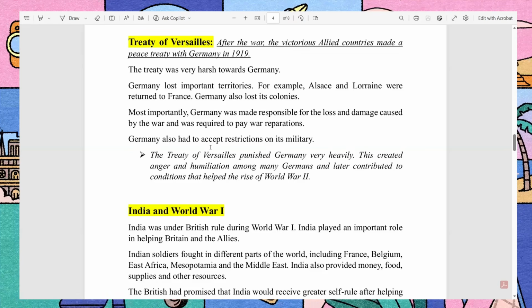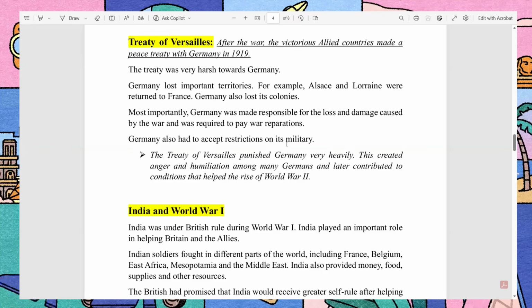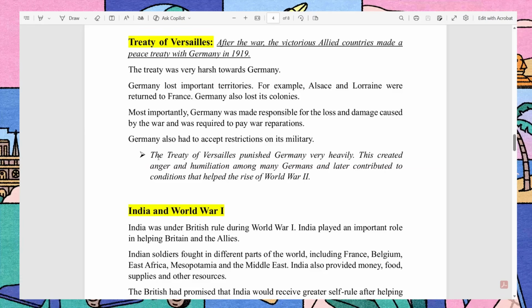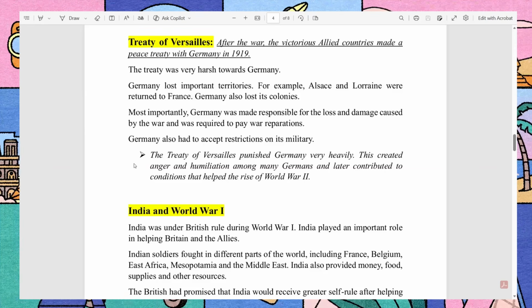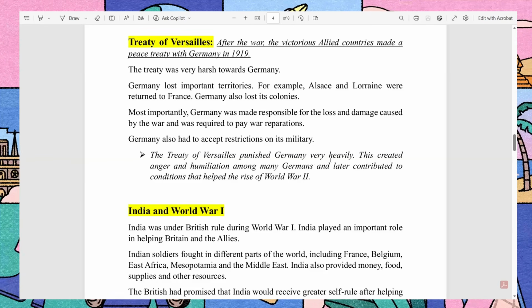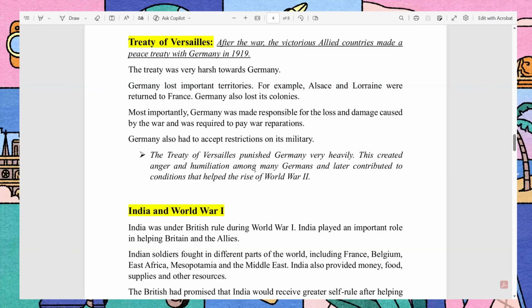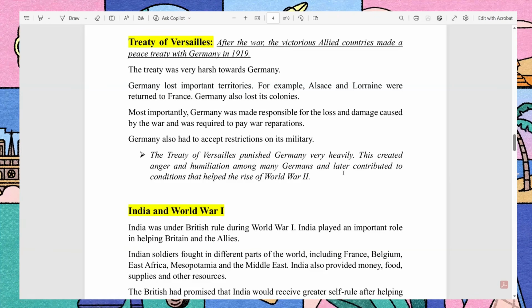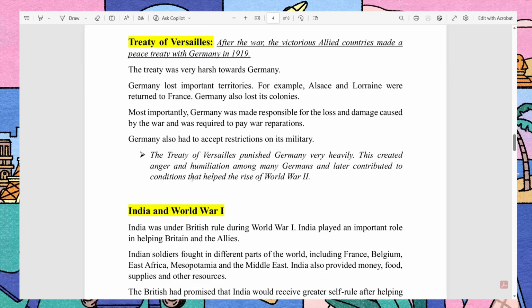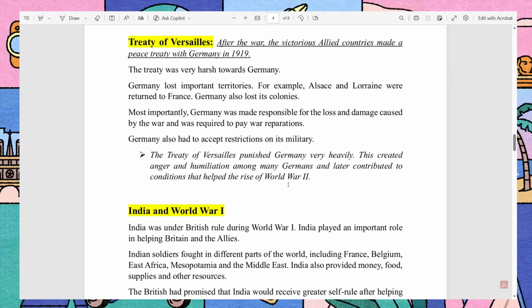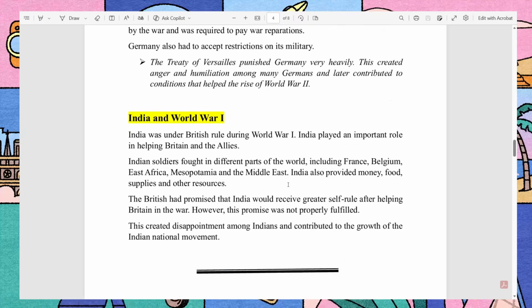Germany also had to accept restrictions on its military. Point to be noted, the Treaty of Versailles punished Germany very heavily. This created anger and humiliation among many Germans and later contributed to conditions that helped the rise of World War II.